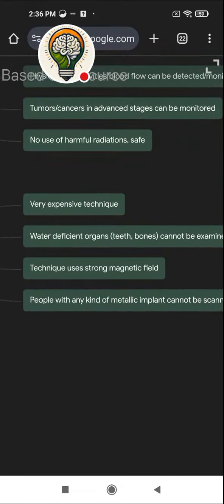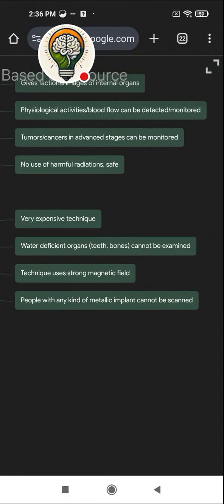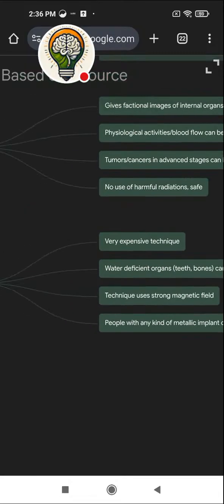Disadvantages: it is a very expensive technique, organs with low water content, teeth and bone cannot be examined, and the technique uses a strong magnetic field. People with any kind of metallic implant cannot be scanned.